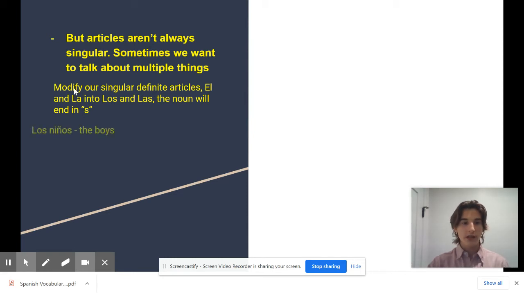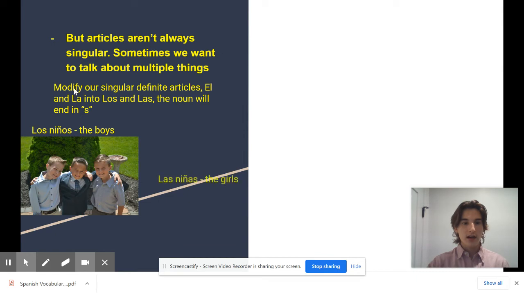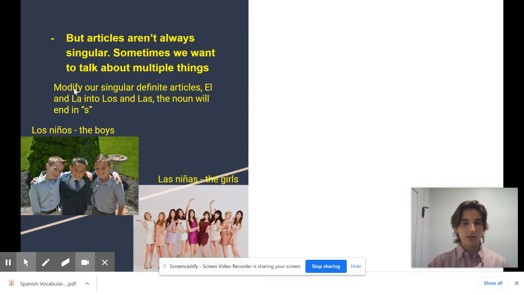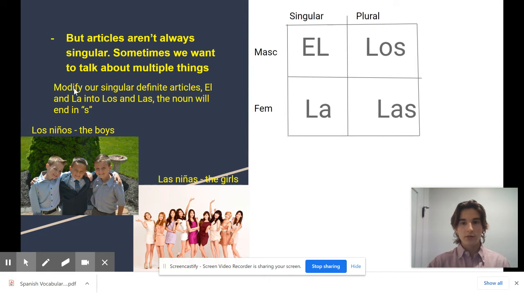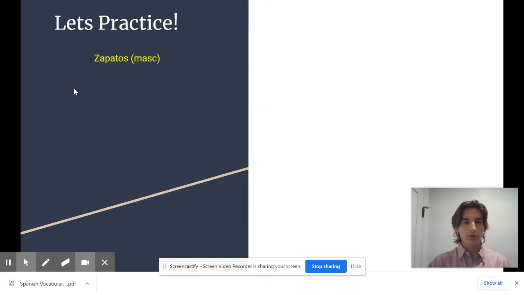In the same examples I used in the last slides, los niños is the definite article modification for the boys, and las niñas is the modification for the girls. I like to remember las because la is the same as the singular definite article, la. This is also a chart that I use to differentiate between my masculine and feminine articles and the singular and plural forms.